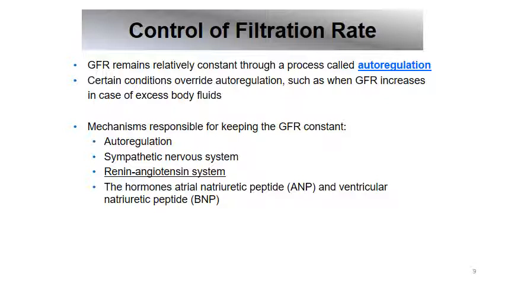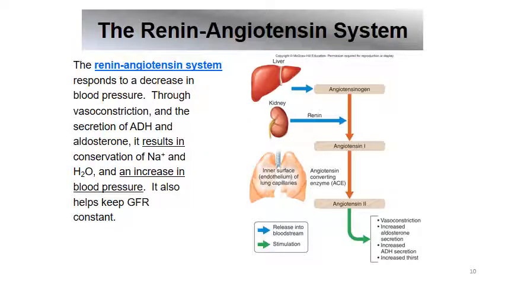Okay, so we're going to talk about the autoregulation, the sympathetic nervous system. We're going to learn that the sympathetic nervous system increases the filtration. Then the renin-angiotensin system is more for blood pressure. And then we're going to talk about these two other hormones that also are important for filtration here. But first, let's talk more about the renin-angiotensin system.